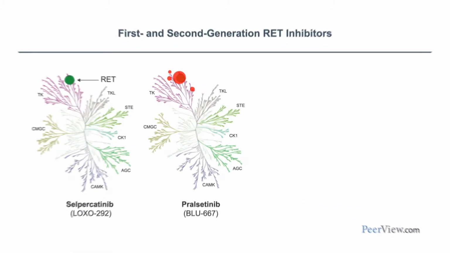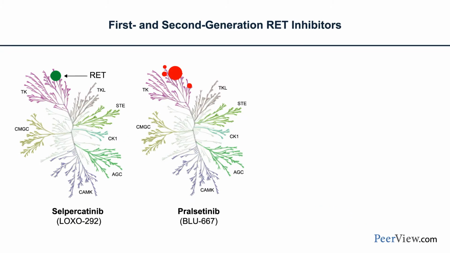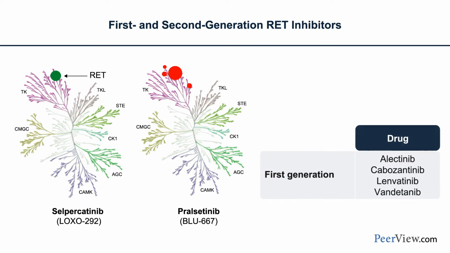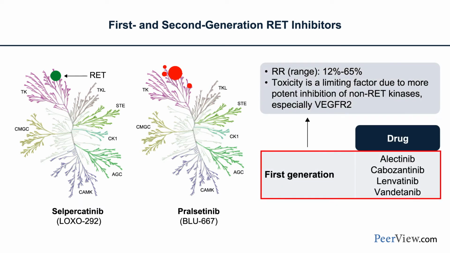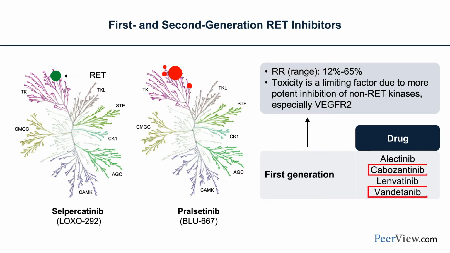So currently we have two highly specific RET inhibitors that have recently come on the scene. Historically, I'll just point out that our first generation RET inhibitors were not specific to RET. There's alectinib, cabozantinib, lenvatinib, and vandetanib. And actually for medullary thyroid cancer, cabozantinib and vandetanib are the two that are currently FDA approved in this setting.